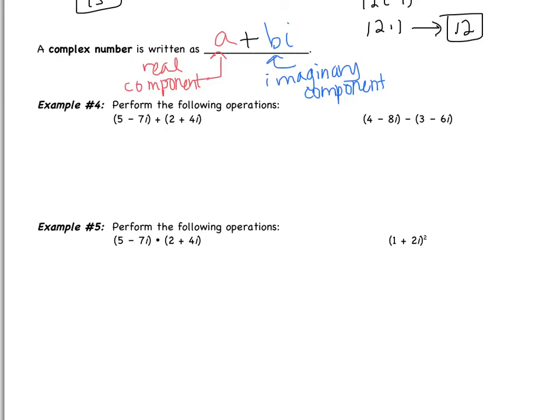Perform the following operations. So we see that I'm adding two complex numbers. I'm allowed to add the real parts. So 5 add 2 is 7. And then I'm allowed to add the imaginary parts. -7i and +4i is -3i. Now, these are not like terms. This is like 7 subtract 3x. 7 and 3x are not like terms. 7 and -3i are not like terms. So we just leave our answer like that. That's it.